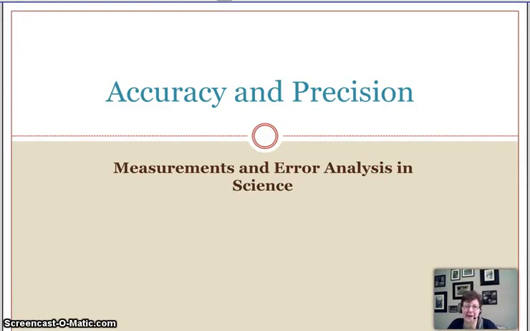Alright, ladies, I'm going to talk to you about measurements and error analysis in science. Obviously, when we do physics labs, you've already done several where we have done a lot of measuring. And so you could either measure really well or you could be kind of sloppy in your measurement. The topic of today's video is about accuracy and precision. How do we describe that? How do we analyze it when we do a lab experiment? So let's get started.